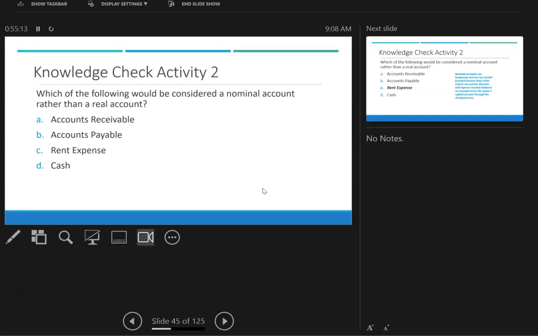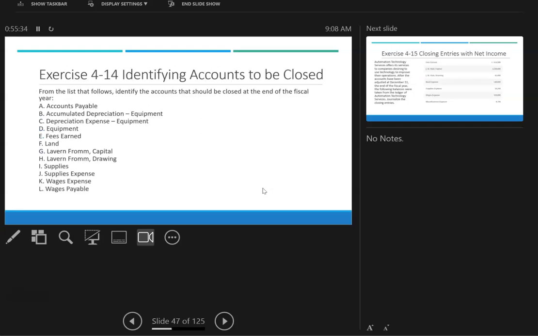Which of the following would be considered a nominal account rather than a real account? Nominal meaning temporary account rather than a real account? Rent expense. Accounts receivable, accounts payable, and cash are all balance sheet accounts, which are permanent accounts.